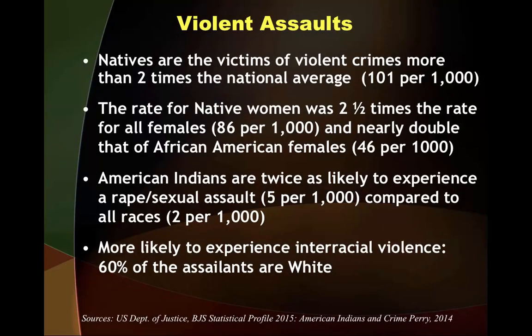Here's just some data on violent assault. Native Americans are the victims of violent crimes more than 2 times the national average. The rate for Native women was 2.5 times the rate for all females, and nearly double that of African American females. American Indians are twice as likely to experience a rape or sexual assault compared to all other races, and they're more likely to experience interracial violence. So 60% of the assailants are white. And we talked about that a little bit, and maybe some of the reasons for that in our live session.